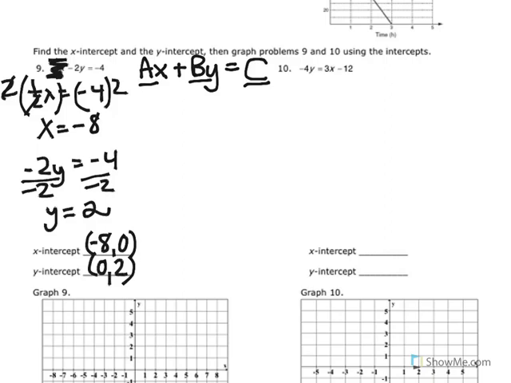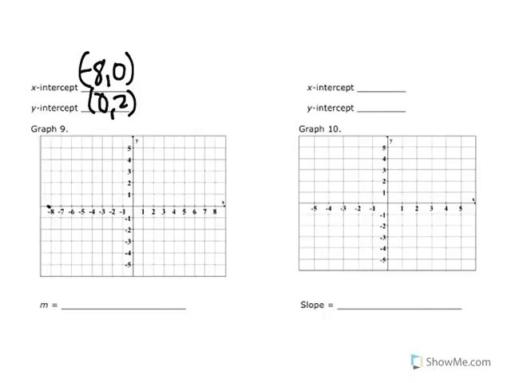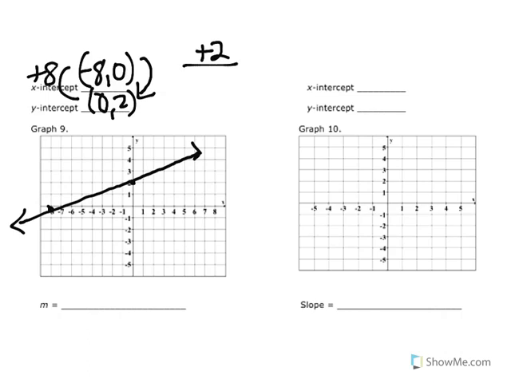Now let's go ahead and graph these. So we're going to go -8, 0 right here, and 0, 2, and then use your straight edge. You could use your badge to draw a line, and there it is. Now we also need to find the slope, and how about we do that just using the numbers here. From 0 to 2, we went up +2, and from -8 up to 0, we went up by 8, so we'll reduce that and get 1/4.